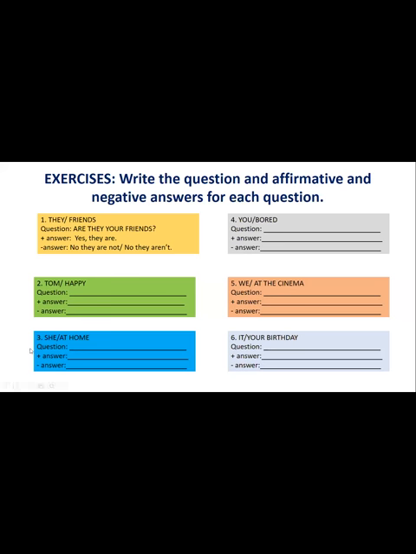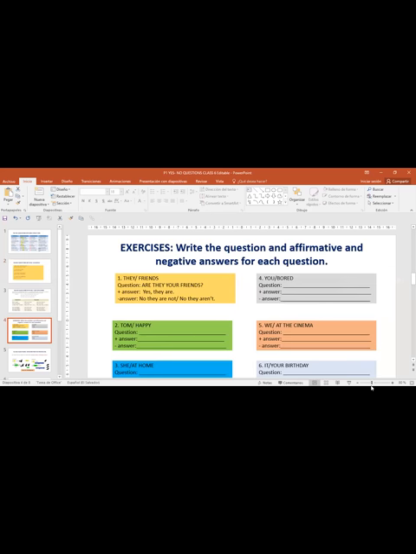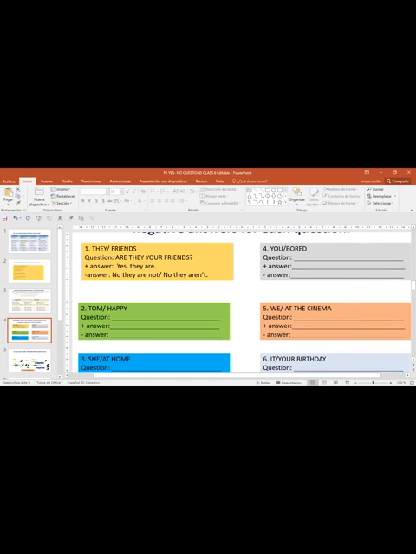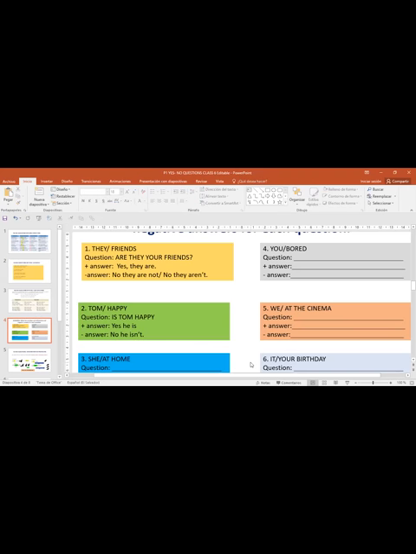Is Tom happy? Is Tom happy, right? So, excuse me. In this case, it's he, right? Remember that Tom is a boy. So we say, is Tom happy? Yes. Okay. So we say, yes, he is, right? Excellent. Yes, he is. In the negative? No, he isn't. Okay, perfect. Okay, next.